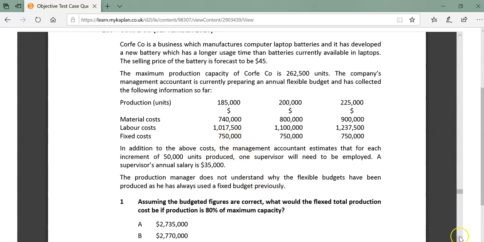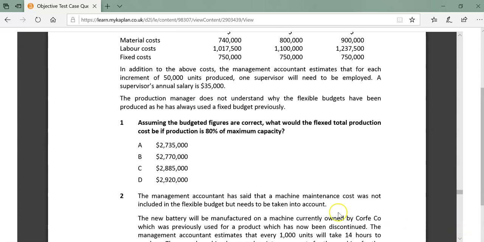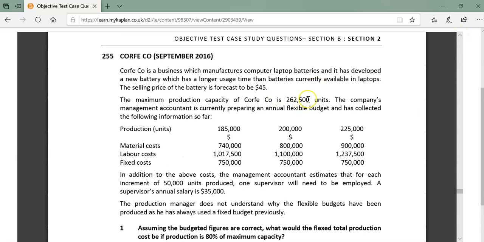So let's jump right in, and I'm sure you've had a go, so you're just really comparing your answers to mine. It says that assuming the budgeted figures are correct, what are the flex total production costs if we're at 80% of maximum capacity? So what's the scenario? We know these are variable, so 80% of that. So let's go to my spreadsheet.